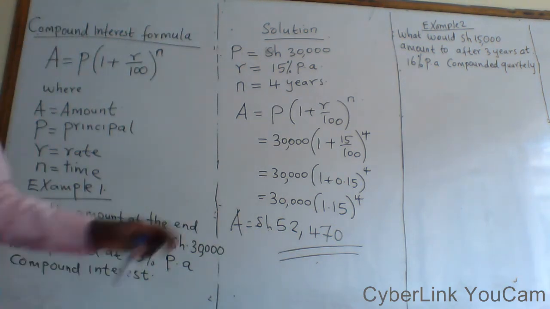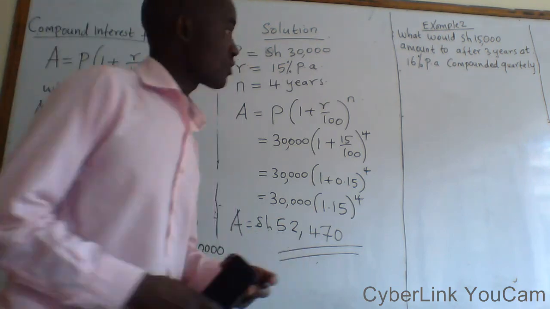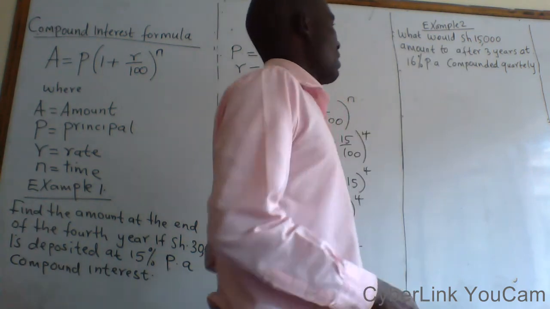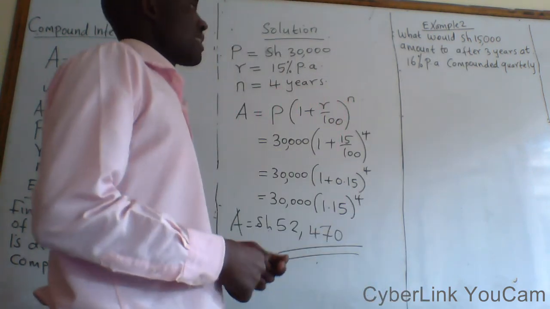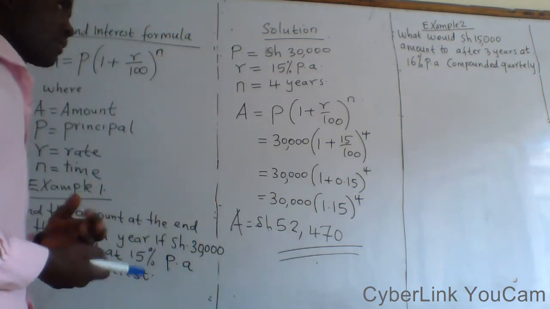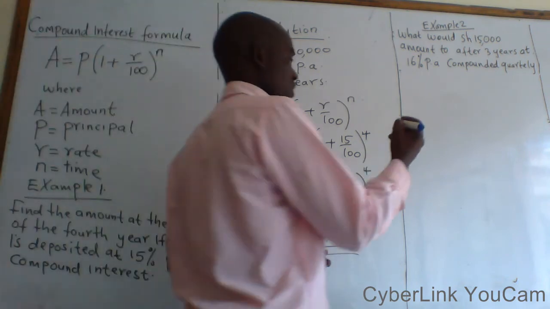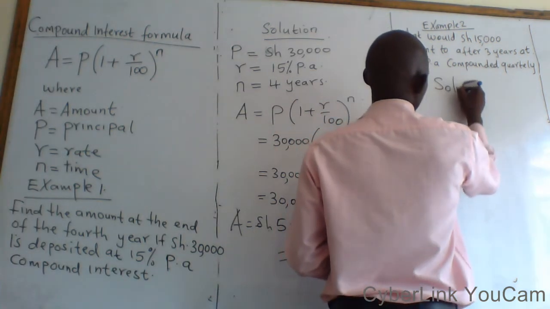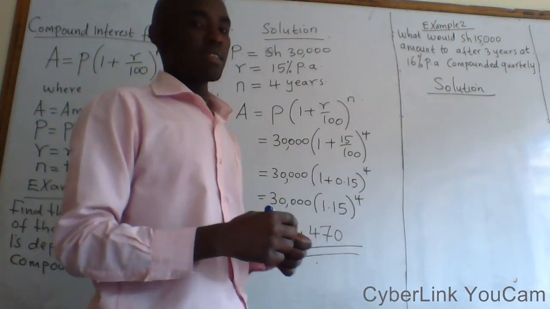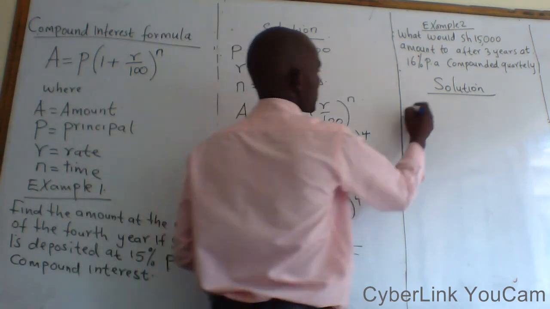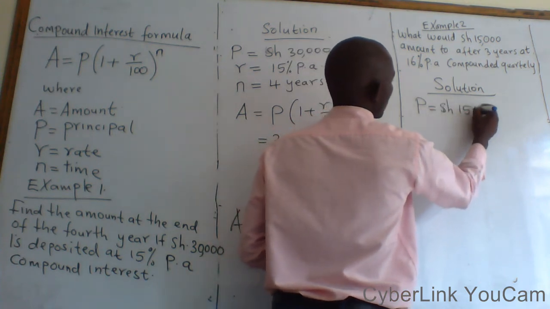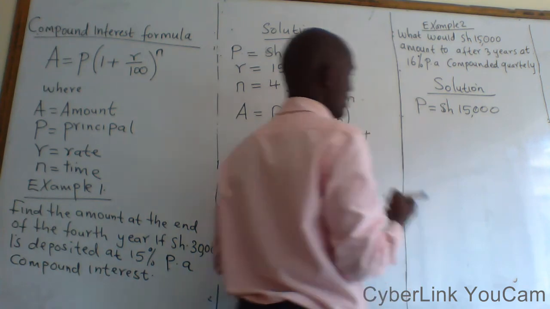We are now moving to the next question. The next question reads: what would 15,000 amount to after 3 years at 16% compounded quarterly? Remember what we have been given there. We can extract that information. What we have been given there is the principal is equal to 15,000.